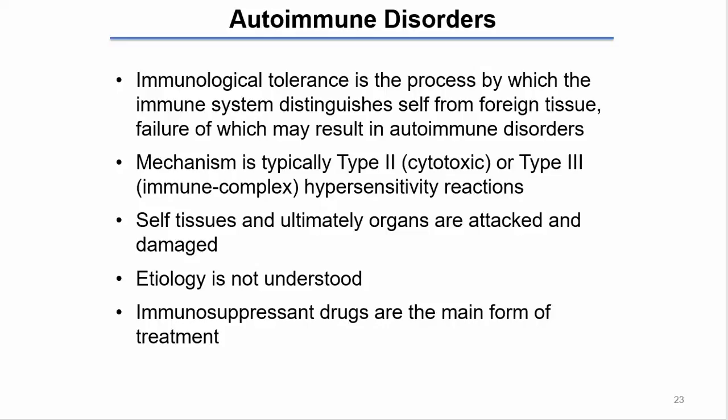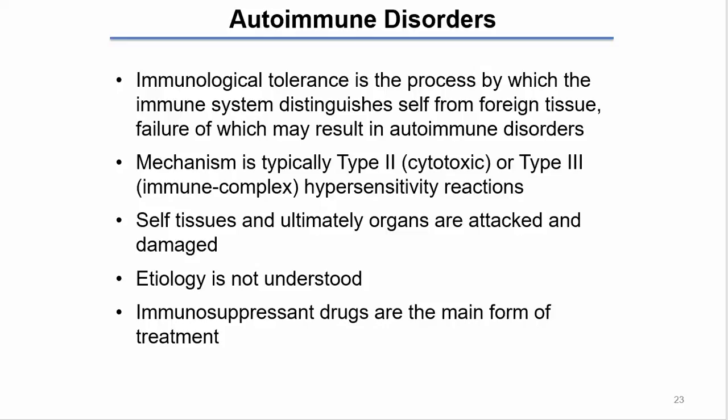What we do know is typically it's type 2, the cytotoxic. It is the IgMs and the IgGs targeting the cells and causing those cells to die. Sometimes, in the case of lupus, it's an immune complex. So it's the antibody antigen complexes that cause the inflammation and hypersensitivities. But either way, the self tissues get attacked and are damaged inappropriately. But like I said, nobody knows why.